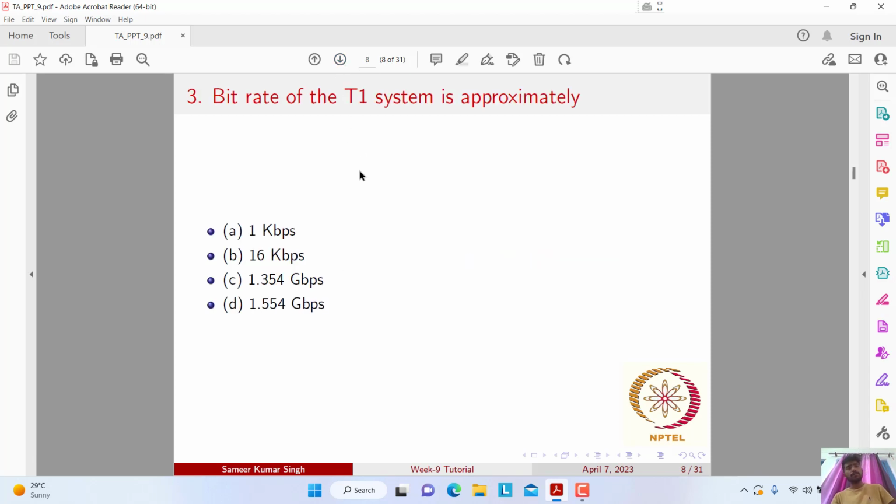Now we have question number 3, which is also related to the previous one. The question is: the bit rate of the T1 system is approximately. We have four options. The first two are given in kbps, that is 1 and 16. The last two are given in Gbps, 1.354 Gbps and 1.554 Gbps. So please answer.